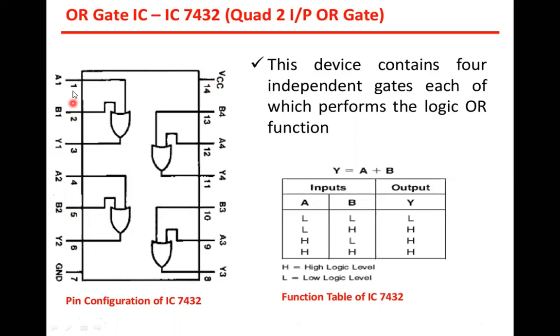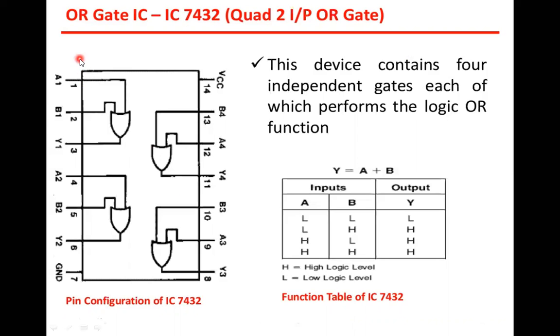And these are the two inputs A1 and B1. This is an output Y1, A2, B2, Y2 output. Here, A3, B3, Y3 output, A4, B4, Y4 output. So any one gate we can take, and using the breadboard, taking the appropriate resistance value and LED, we can check the truth table, how it is behaving.